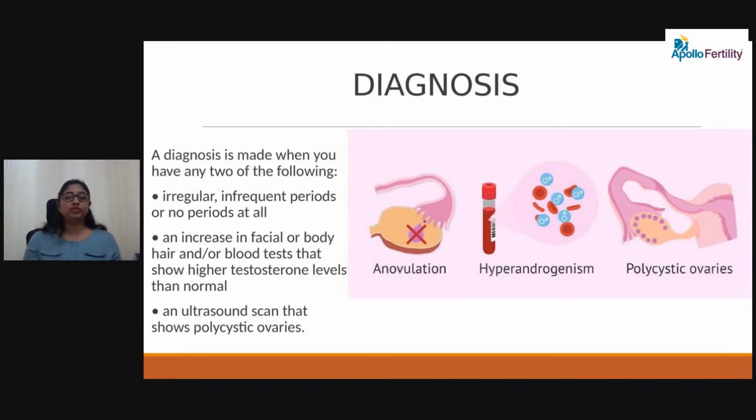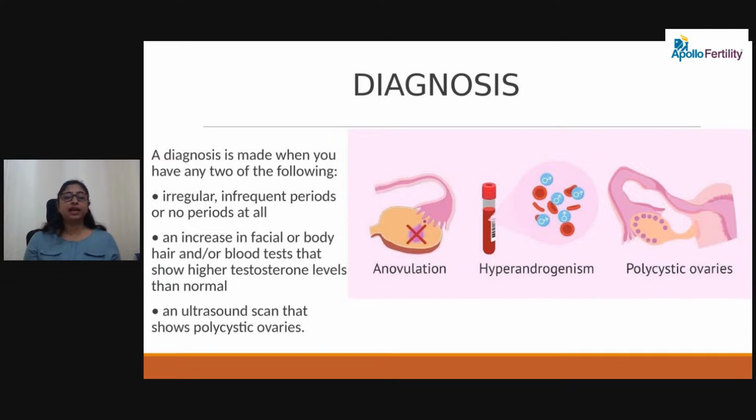The features are irregular or infrequent periods, or no periods at all, or an increase in facial or body hair, and a blood test that shows higher testosterone levels than normal. Testosterone is a male hormone, or androgen. In females the level should be less. If it is higher, those females tend to have more facial and body hair. So either it is present by the look, or when we do the blood test we find the level to be higher. This is one of the criteria.